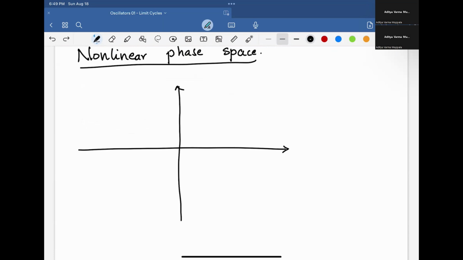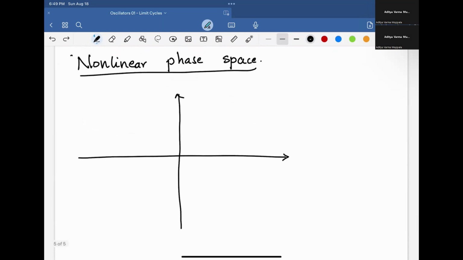Okay, so let's say you have a nonlinear system. Or forget it for now, just forget about the fact that it's nonlinear. Let's say I give you some state space like this, or phase space, and I tell you that, okay, there's a region. Let's say it's this kind of a region.